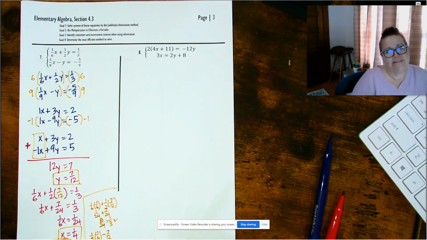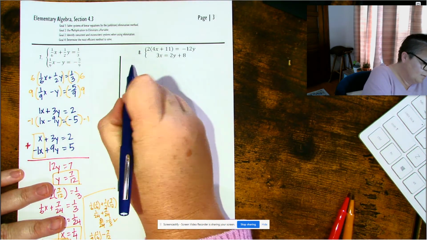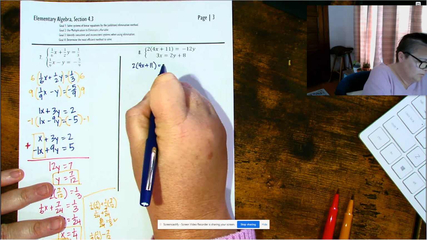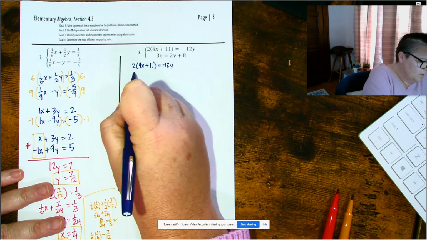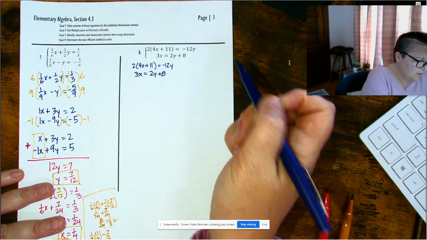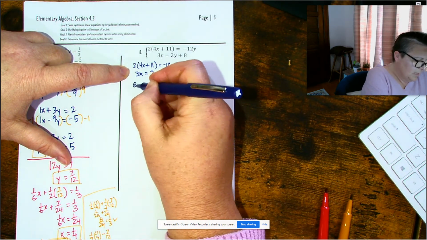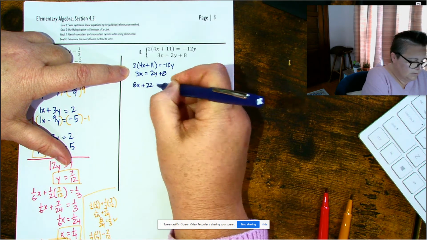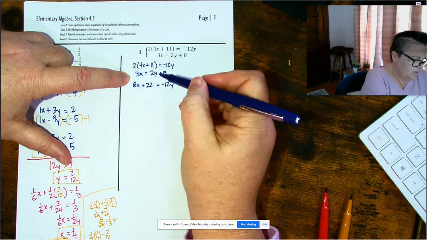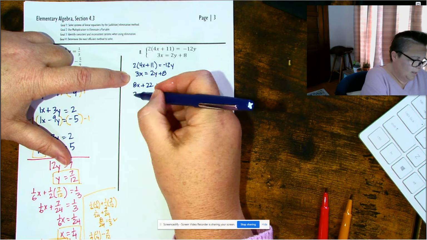Okay, problem number 8. Problem number 8 is fine, but we can simplify this. 2 times 4x plus 11 is equal to a negative 12y. 3x is 2y plus 8. Okay, so in the first equation, I'm going to go ahead and distribute. That's going to be an 8x plus 22 is equal to a negative 12y. And in the second equation, I don't have my x's and y's on the same side. So I'm going to move that 2y back.